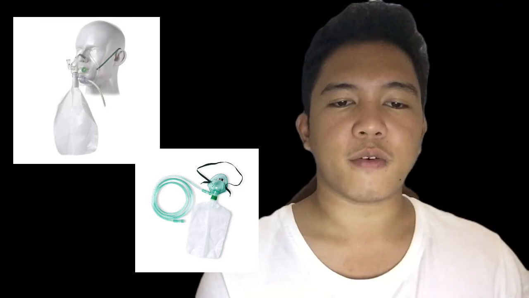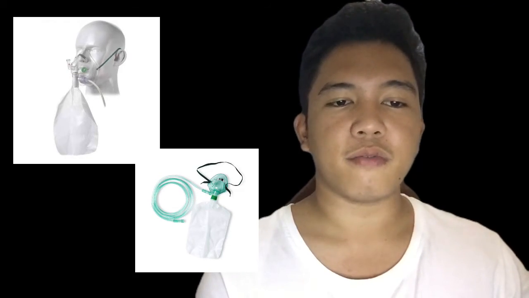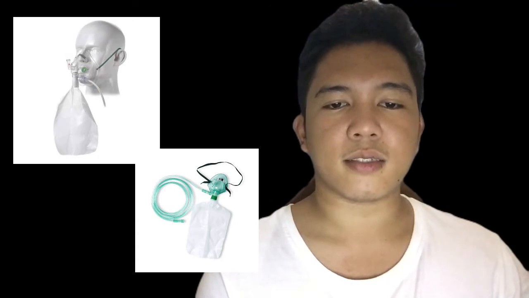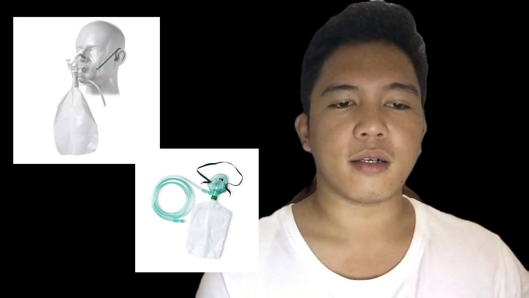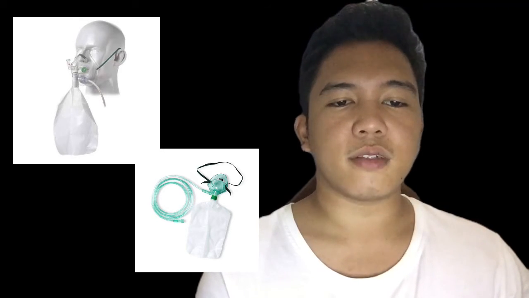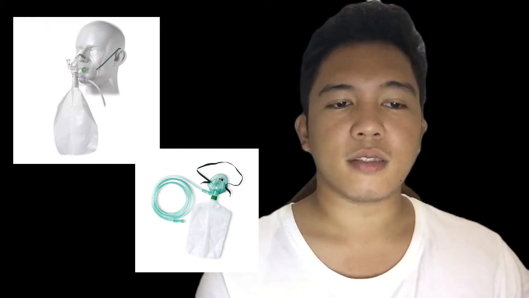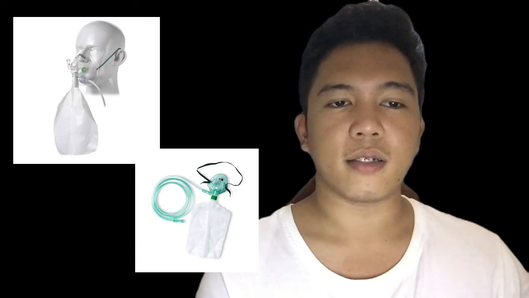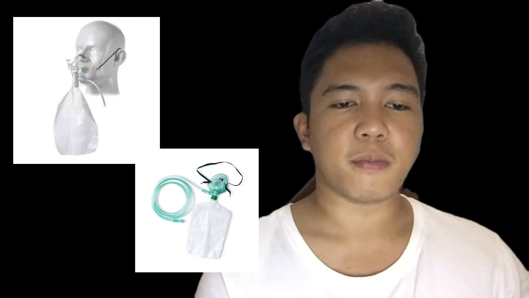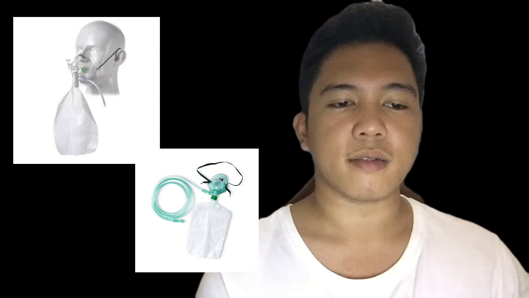The non-rebreather mask consists of a face mask with an attached oxygen reservoir bag and a one-way valve which prevents the patient's exhaled air from mixing with the oxygen in the reservoir bag. Flutter valves on the side of the mask allow exhaled air to escape freely. As the patient breathes, he or she inhales oxygen from the bag. One valve is placed between the bag and the mask to prevent exhaled air from returning to the bag.